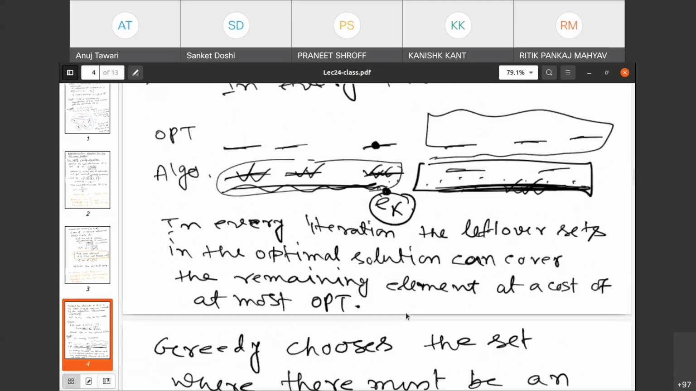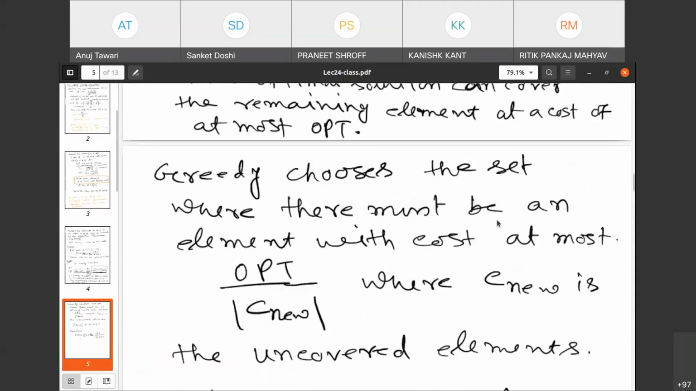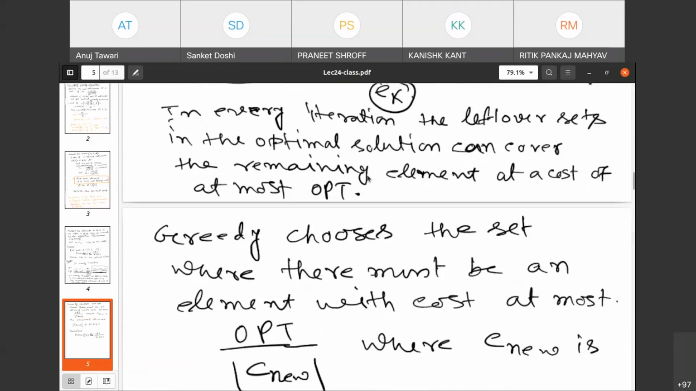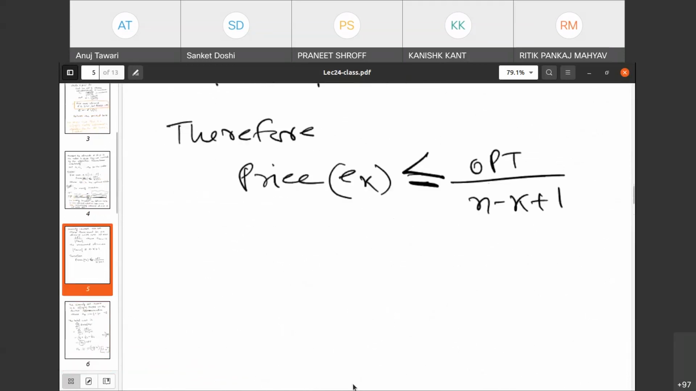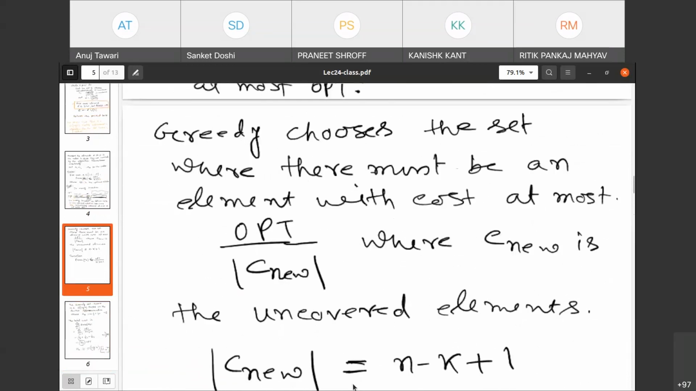And because we are choosing the minimum value of the ratio, which is the cost of that subset divided by the number of newly covered elements, the greedy algorithm will choose the set where there must be an element with price at most opt by C new, where C new is the newly covered elements, right?